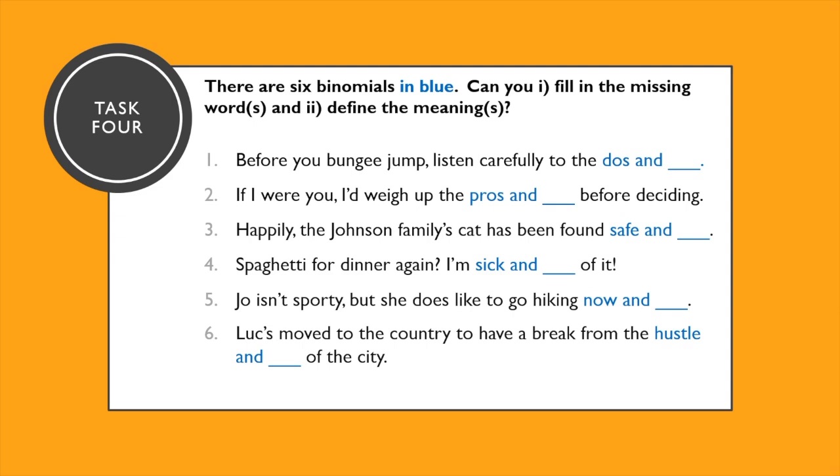Time for another practice task. So here there are 6 binomials in blue. So can you firstly fill in the missing words and then secondly try to define the meanings. So some of these you might know and some of these you might simply need to guess. Press pause on the video and play again when you're ready to review.